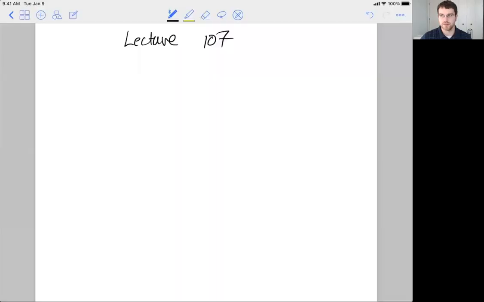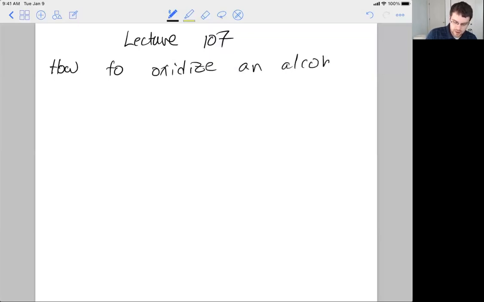In this video, we're going to look at some more tools that we can use to prepare more complicated molecules. It's just going to be a few examples of reactions of alcohols, namely oxidation of alcohols. So what we want to do is talk about how to oxidize an alcohol.